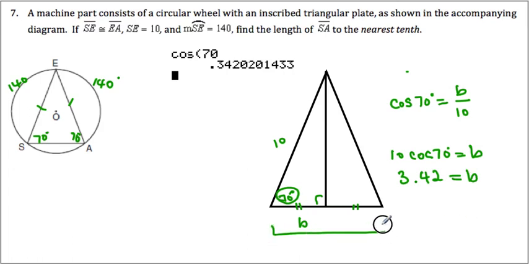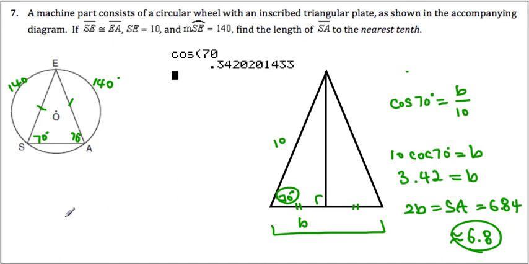But we are looking at 2b, b plus b, which must be the whole entire line segment. So 2b, which is equal to the length of SA, must be equal to 6.84. They told us to put it to the nearest tenth, so it would be 6.8. That becomes our final answer.